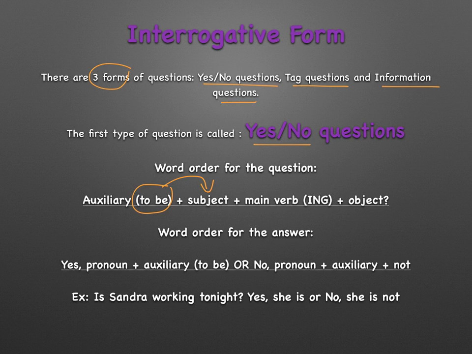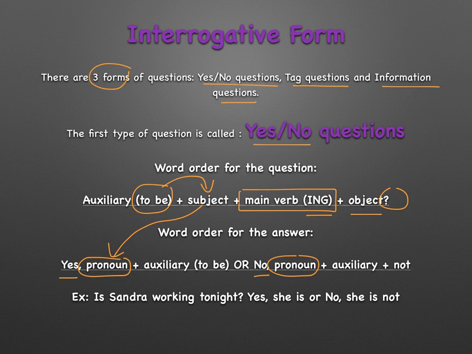But the two of them still have to agree. Then you will find your main verb that ends with ing, the object, and of course it's a question, so the question mark. If you want to answer, you use a short answer. So you will use yes or no.